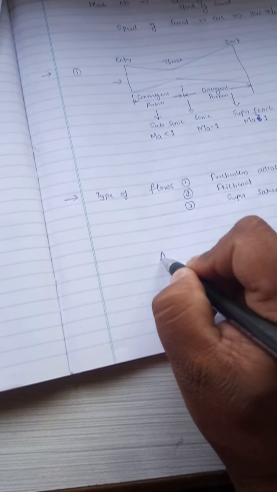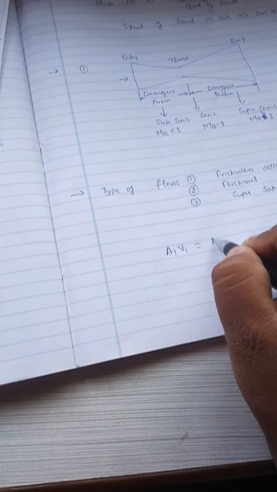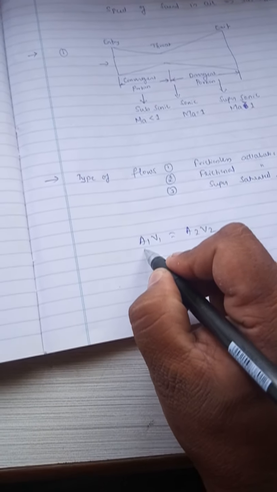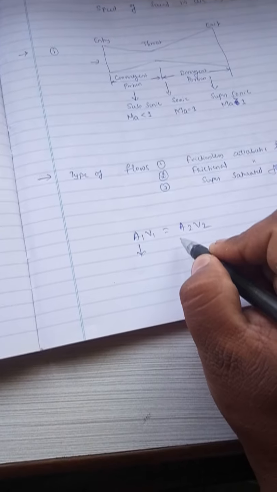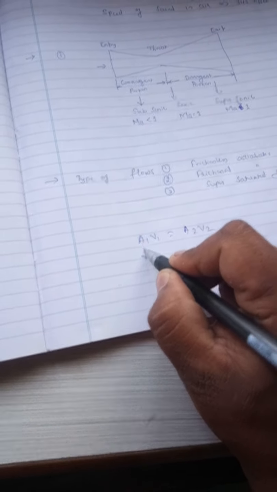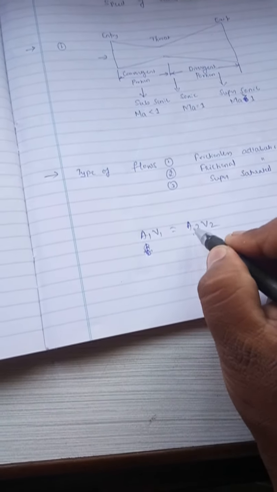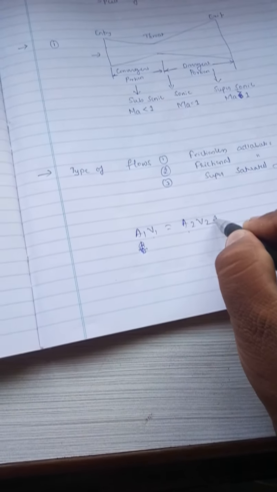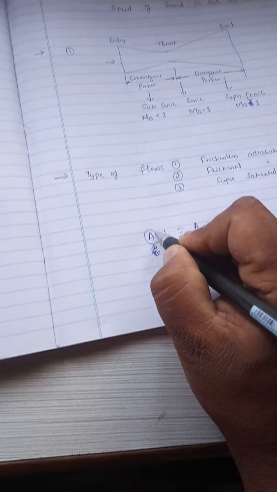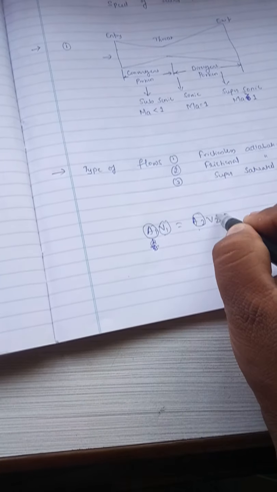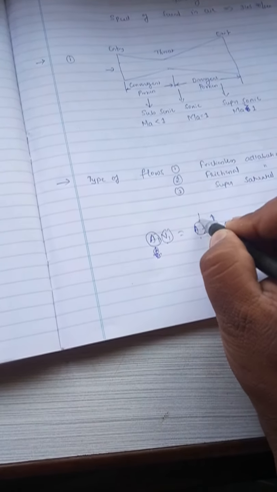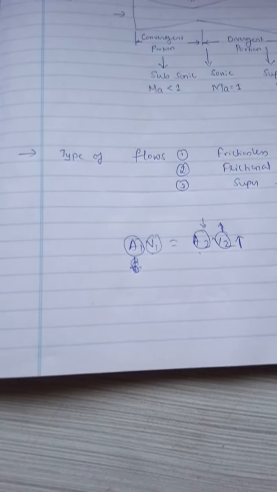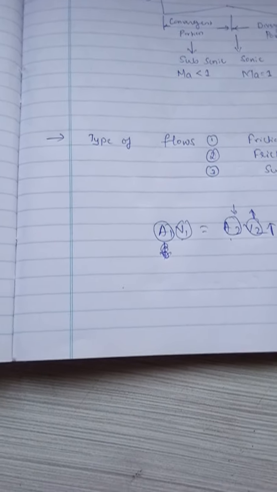The continuity equation is what? A1 V1 is equal to A2 V2. So A1 V1, you are decreasing this, and what are you doing? From A1 to A2 you are decreasing, which means the area is decreasing, and this velocity has to increase so that they are equal. If this is going to decrease, this is going to increase. Because if you want to make it equal, you need to reduce the area and increase the velocity.